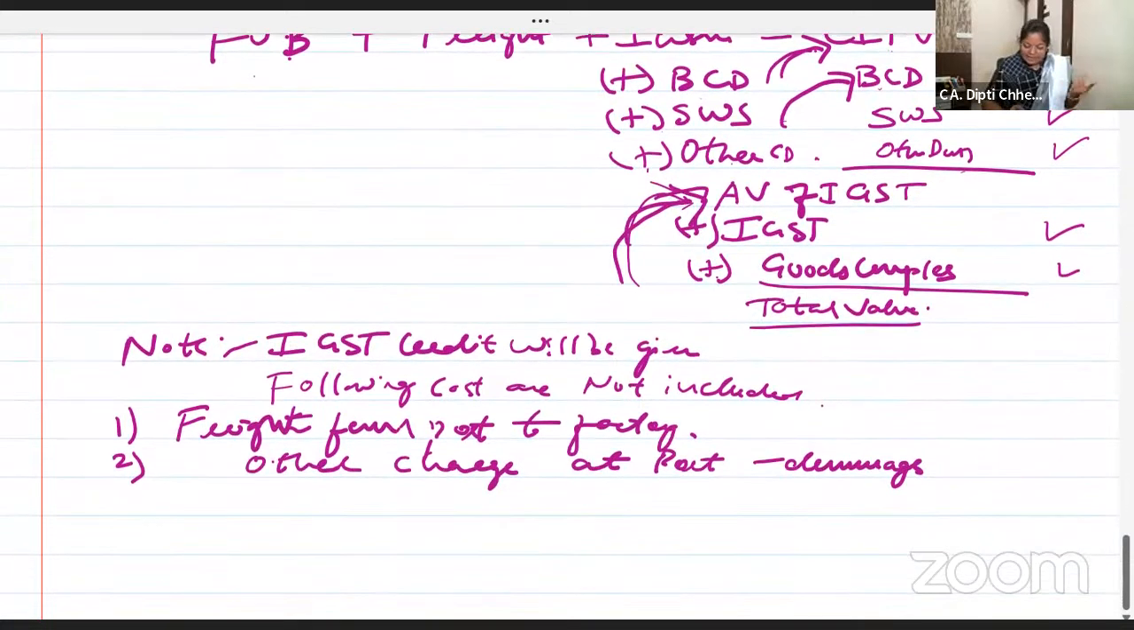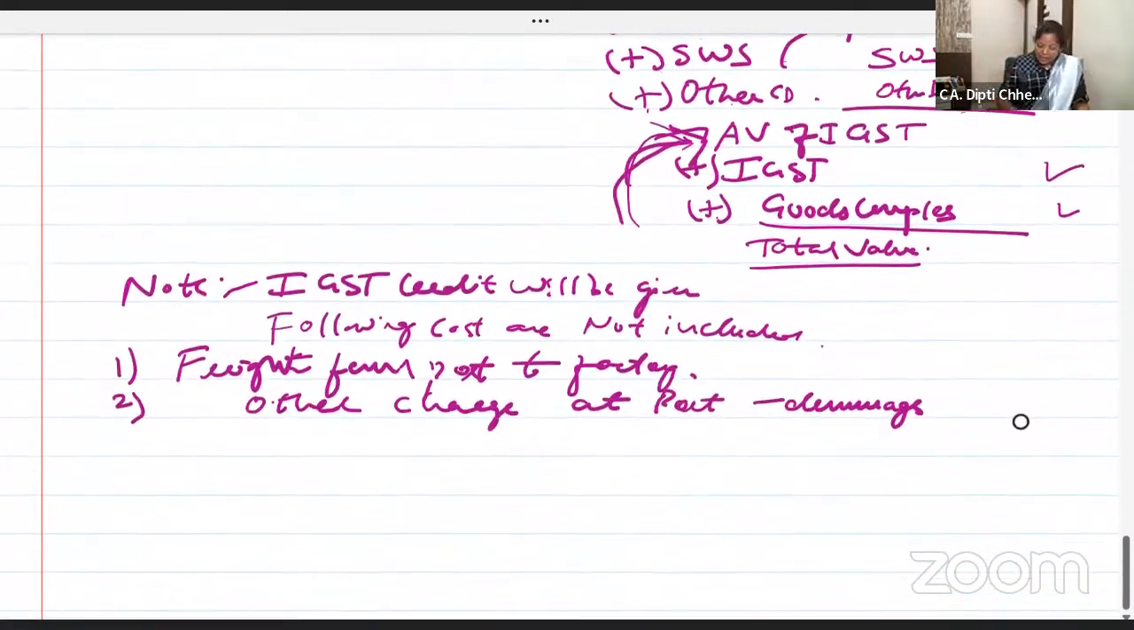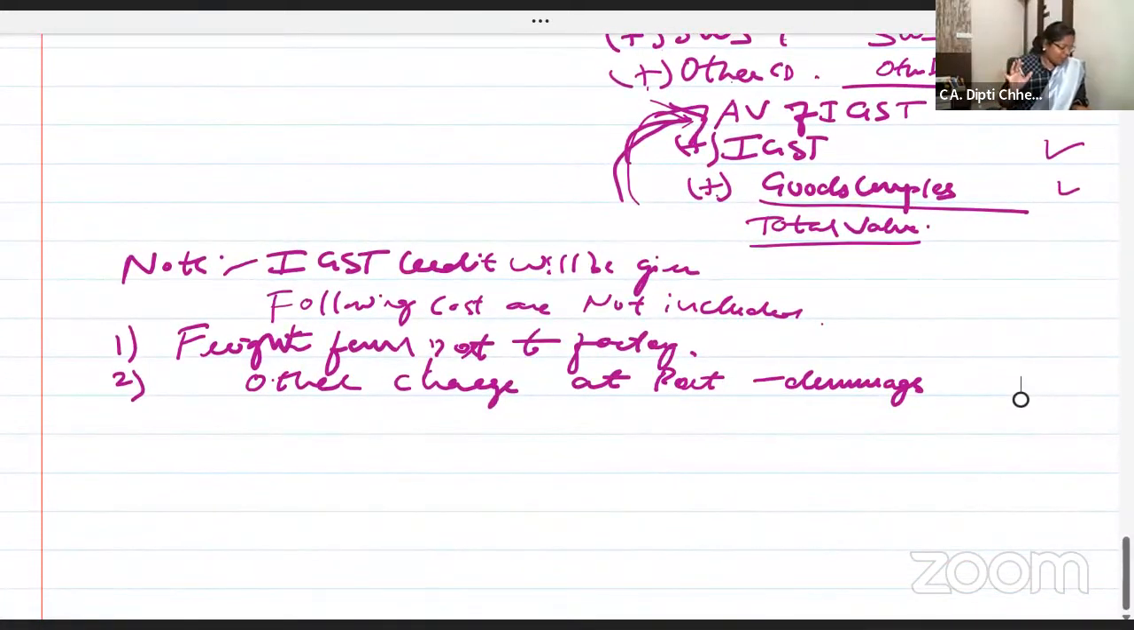IGST credit will be given, and freight cost after the port will not be included. If they say after the goods reach the port, other charges from the port to the factory, freight from the port to the factory, these all costs will not be included. Is this clear to all of you? How to charge the assessable value? Now here one additional point is there, then that's all for the teaching part.